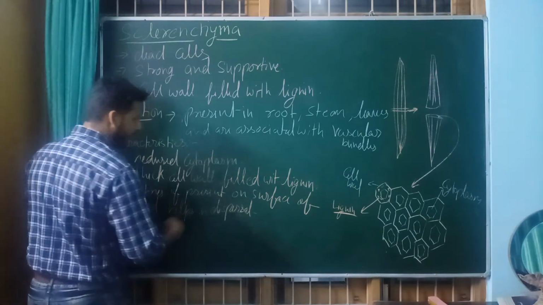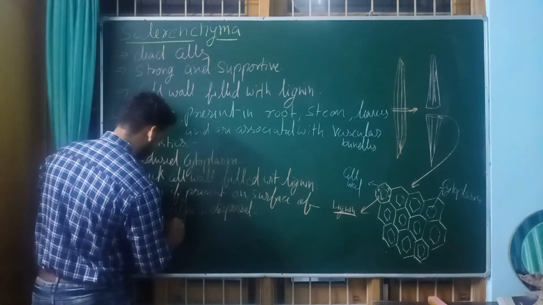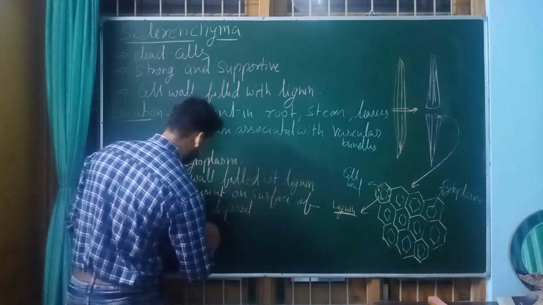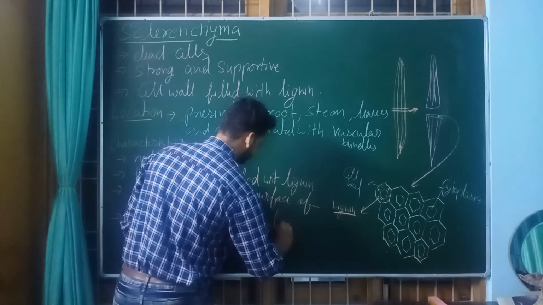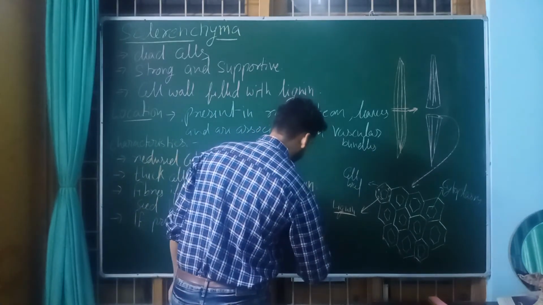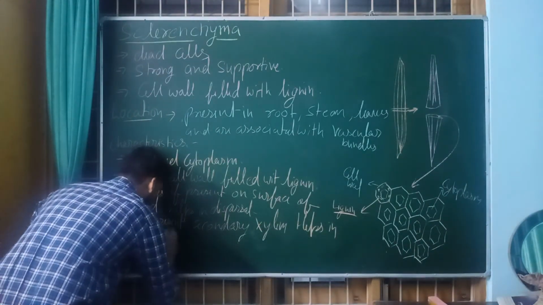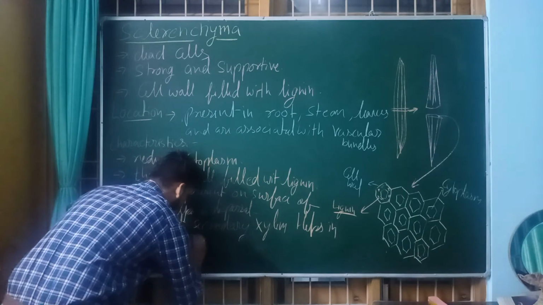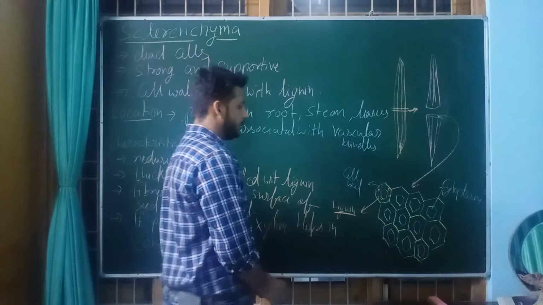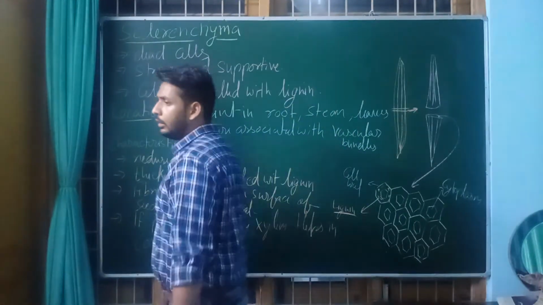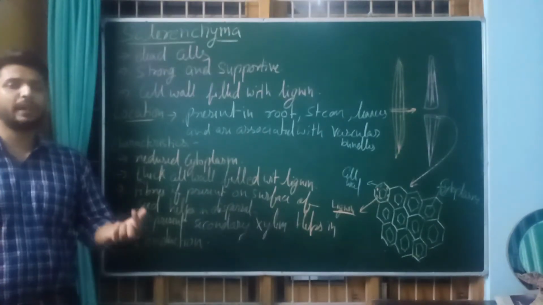And I told you, if present in secondary xylem, then it helps in conduction. Okay, so these are the characteristics of the sclerenchyma tissue. Now, these are of two types, or found in two ways.